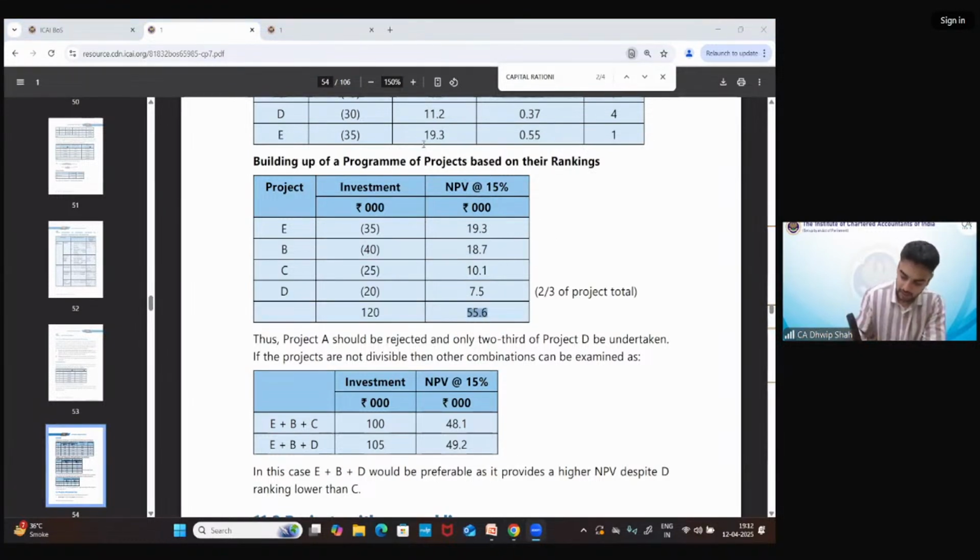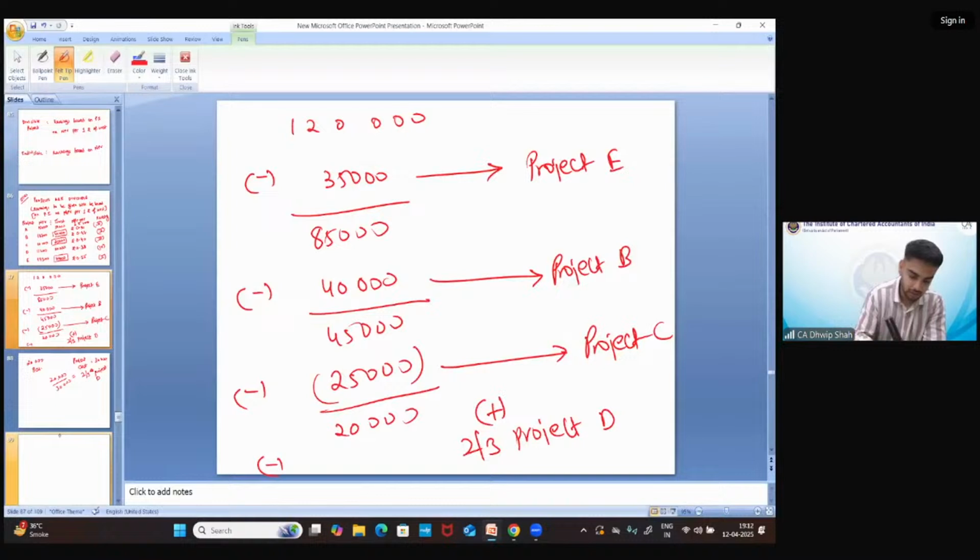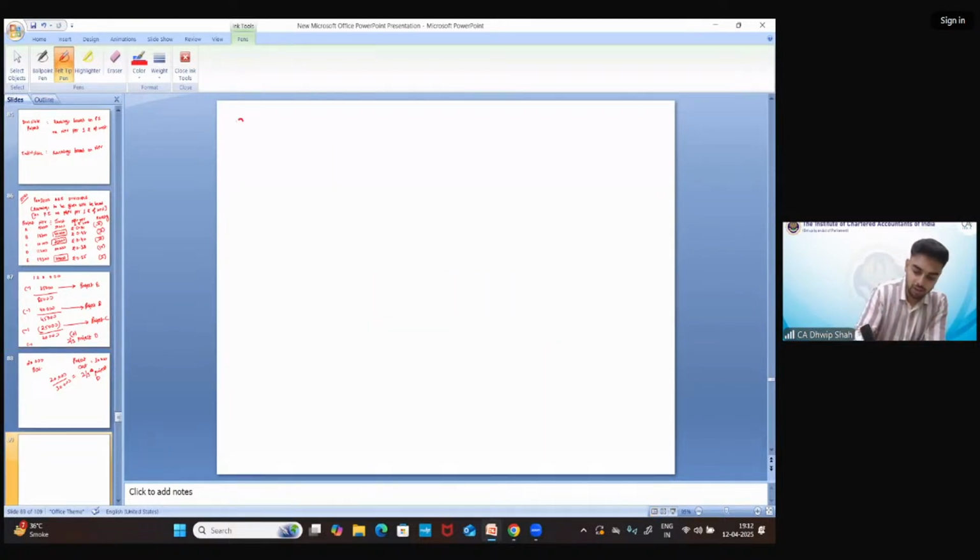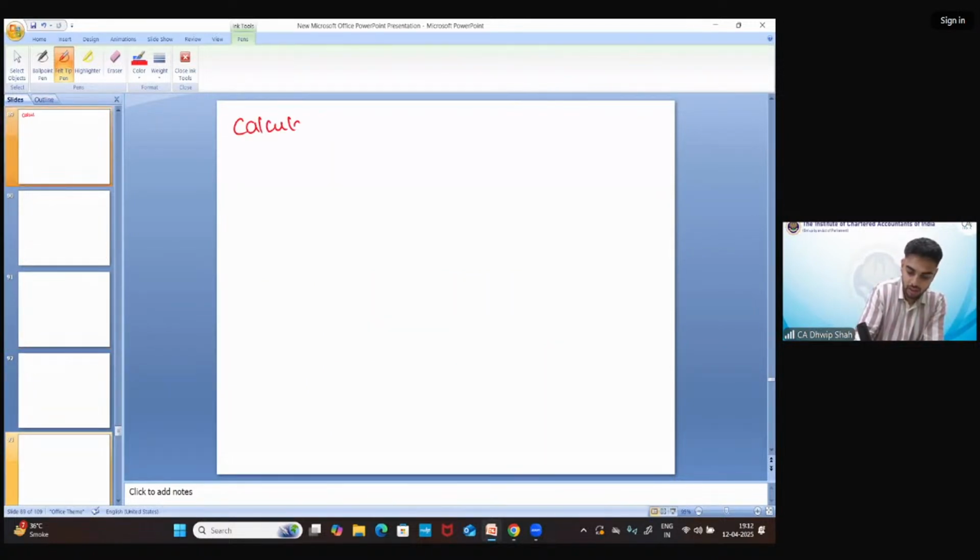How to calculate in the other method? PI. Now let me calculate PI and give rankings. I said either you can use NPV per 1 rupee of investment or you can calculate PI. So let's calculate PI first. This PI has to be followed only when projects are divisible.